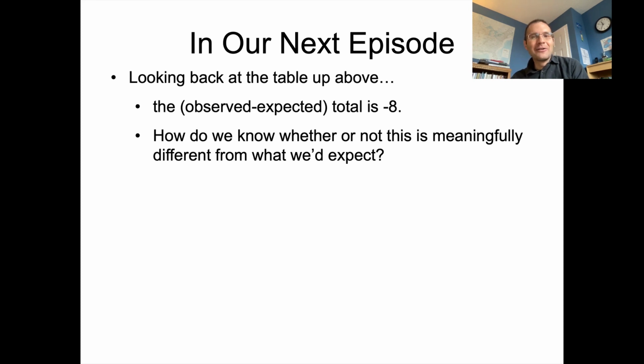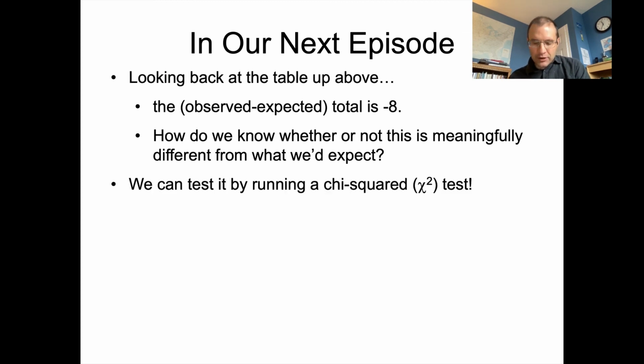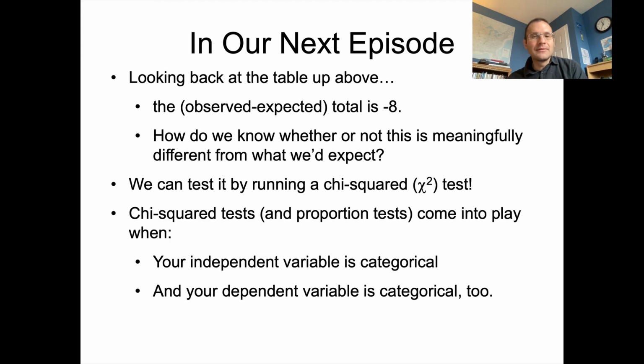Anyways, looking back at the table up above, the observed minus expected total is -8. How do we know whether or not this is meaningfully different from what we'd expect? And we're going to determine that by running something called a chi-squared test. And that is going to be the focus of the next lecture.